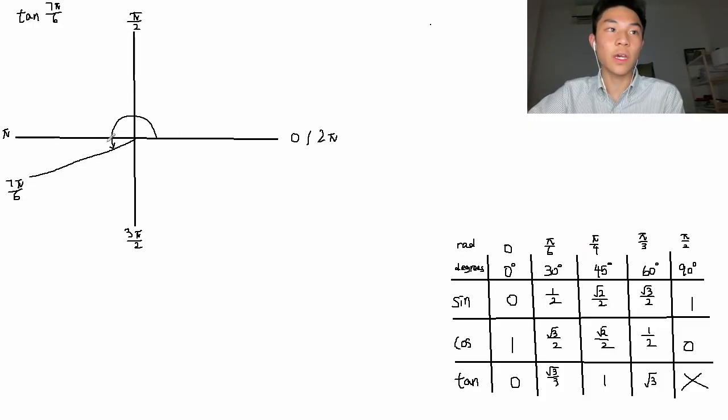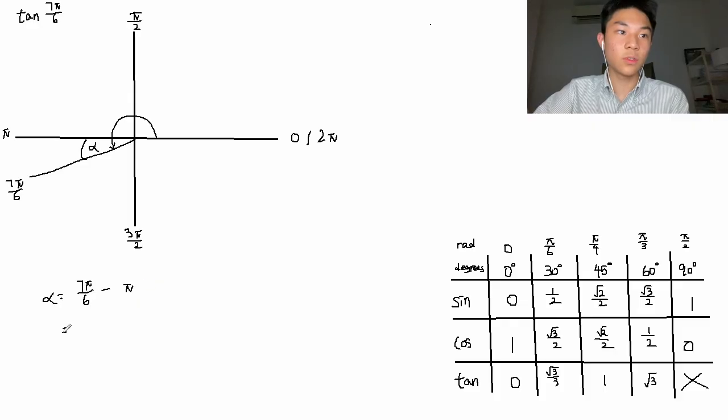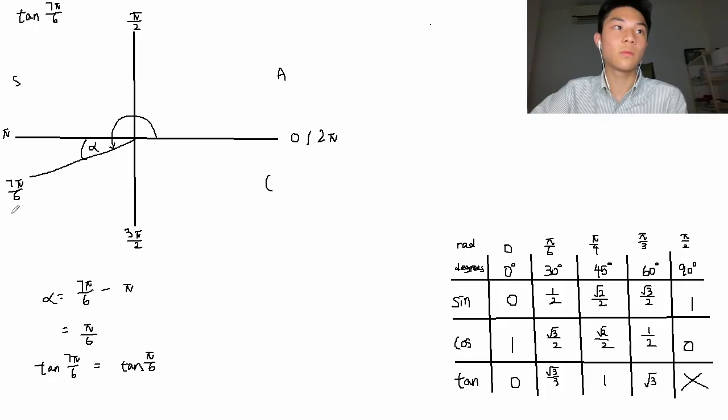So again, our reference angle will be the angle between our arm and the horizontal plane. So our reference angle here will be 7 pi over 6 minus pi, which is equal to pi over 6. So what we can say is that tangent 7 pi over 6 is equal to tangent of pi over 6. And let's apply our CAST rules. So in this quadrant, tangent will be positive, right? So there'll be a positive sign here. So our tangent pi over 6, let's look at our table. It will be root 3 over 3. So we can say that tangent 7 pi over 6 will also be equal to root 3 over 3.